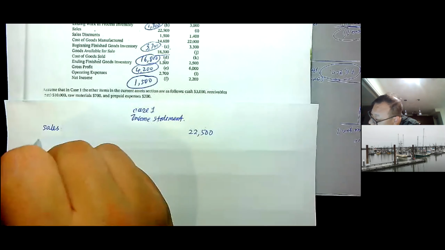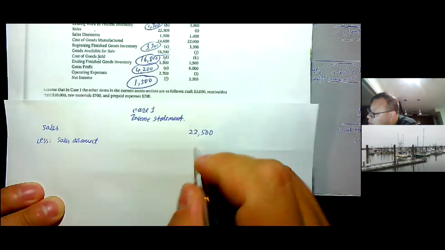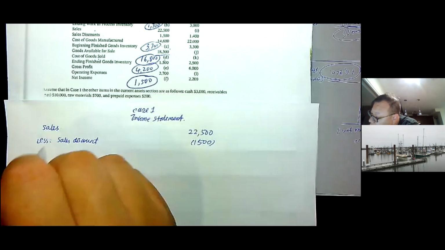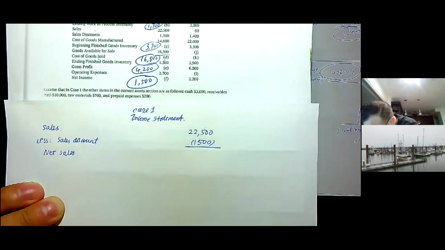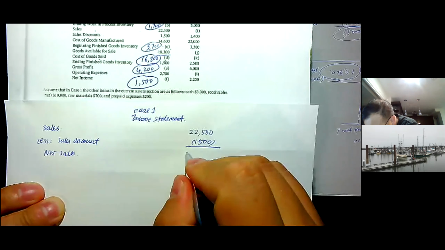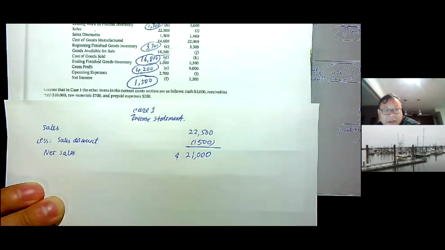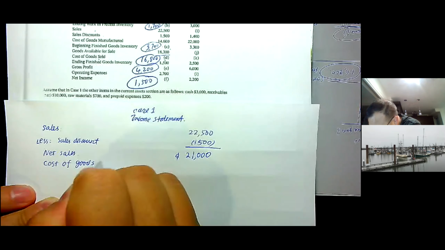Okay, then you less sales discount. So this number, the sales discount, is 1,500. So the net sales is going to be 21,000. So that's your net sales. And the next one would be the cost of goods sold.